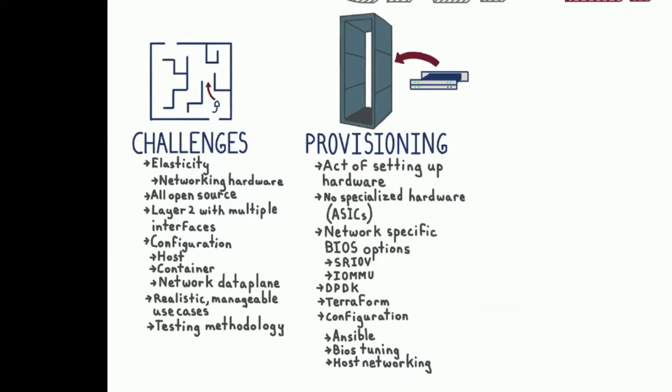When provisioning, we also need to take into account network-specific options for network cards and CPU usage when setting up the operating system. This includes setting BIOS options such as SRIOV and IOMMU. DPDK, when installed, makes use of these and other hardware functionalities if they are made available. For the management of hardware and operating systems, Terraform is used to set up the hardware and operating system, and Ansible is used to configure the BIOS and host network.